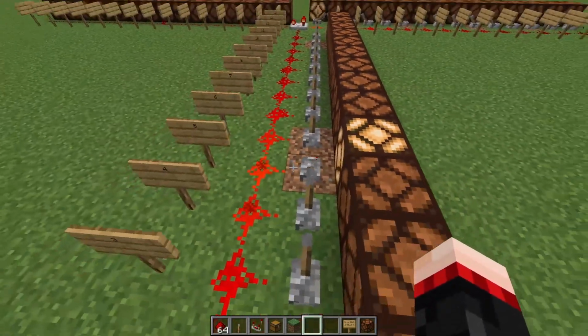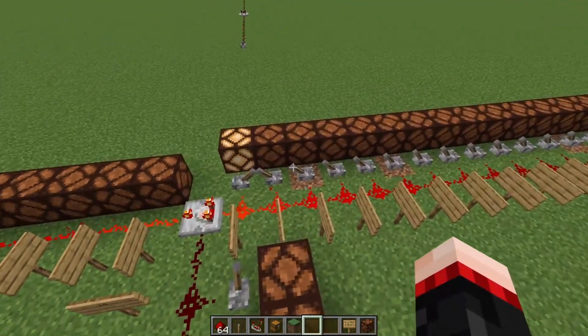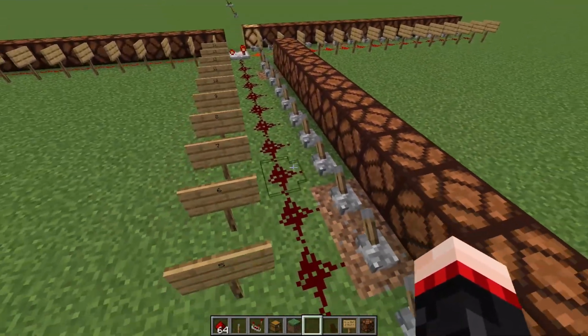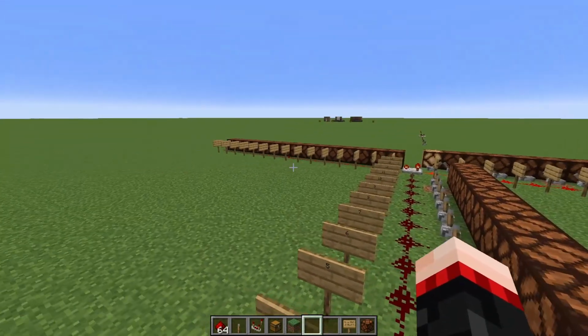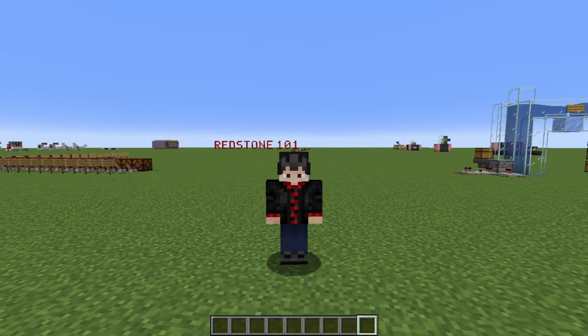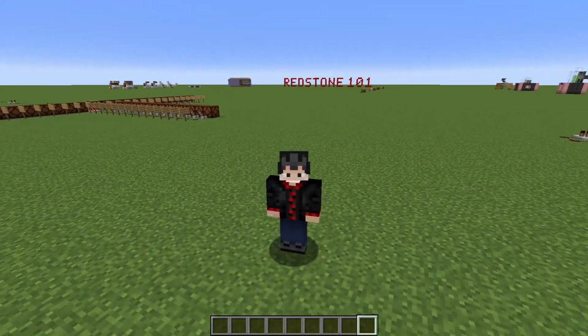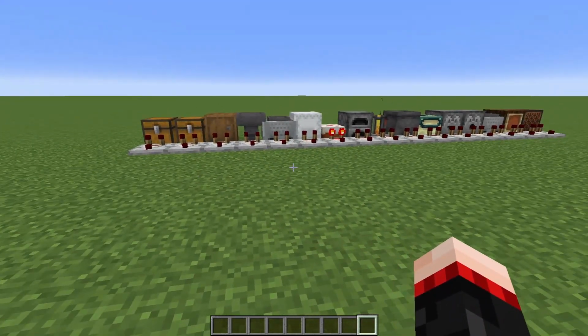And basically you can just do the math on that. The actual input signal strength subtracted by the side input signal strength like this. So if this side is 15 and this side is 5, then you'll get a signal strength of 10 and so on. So as I mentioned earlier, the comparator can be used up against like a chest or a container of some sort, but there's also a few other stranger blocks as well. So let's just go through all of the blocks here.